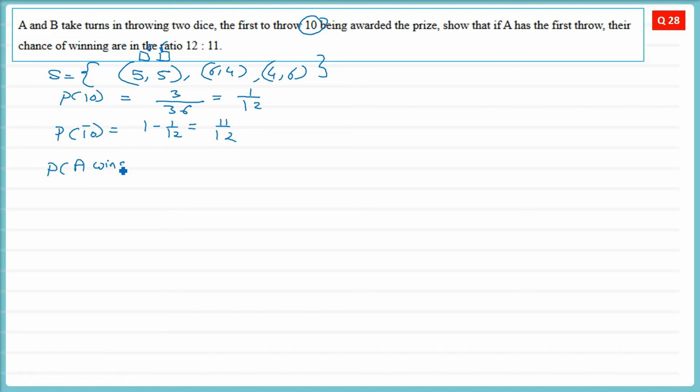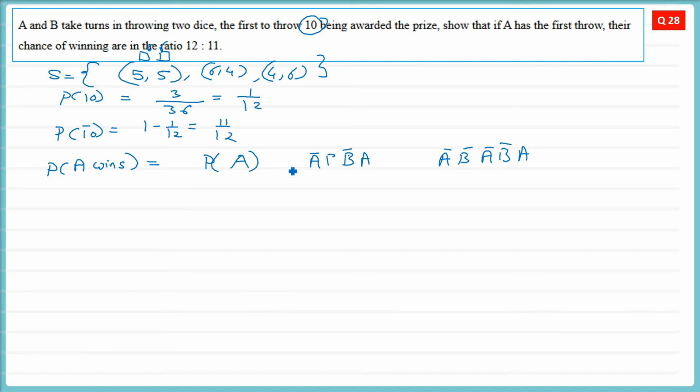So probability of A wins. Now A will win at the first go. He throws, he gets a 10. Any of this, 5,5, 6,4, or 4,6. Or if A doesn't get a 10, B has to fail so that A wins. Then A fails, B fails, A again fails, then B has to fail so that A could win.